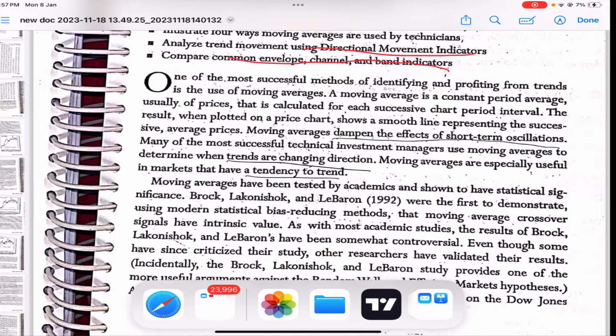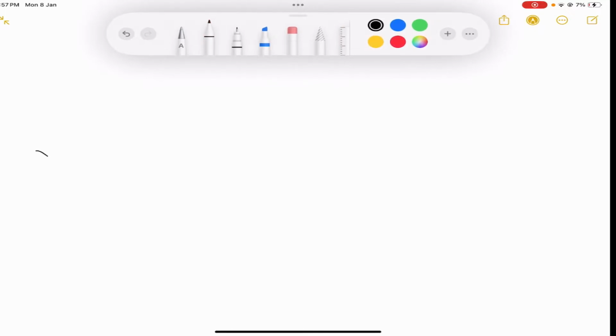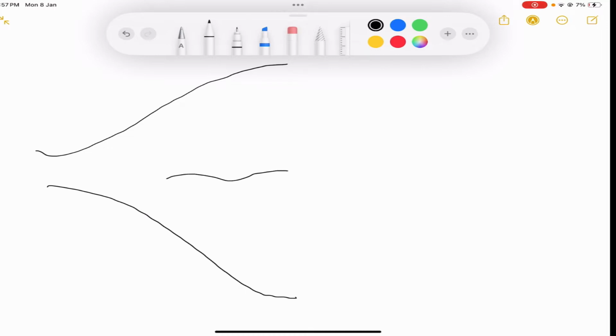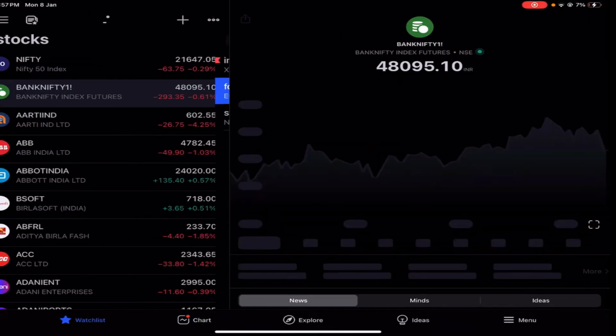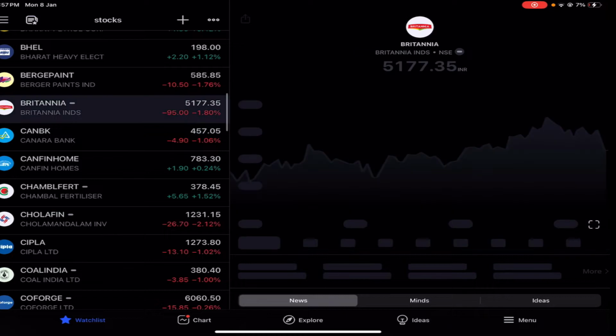By that I mean the slope. For example, if my moving average is rising in an upward momentum, then I can say that the price is in a rising direction right now. If my moving average slope is downward, then I can say that the price is in a downtrend. And if my moving average is in the same range or sideways, I can say that the market is very dry right now and I will not take a trade. So if we go on any stock, let's say Britannia.